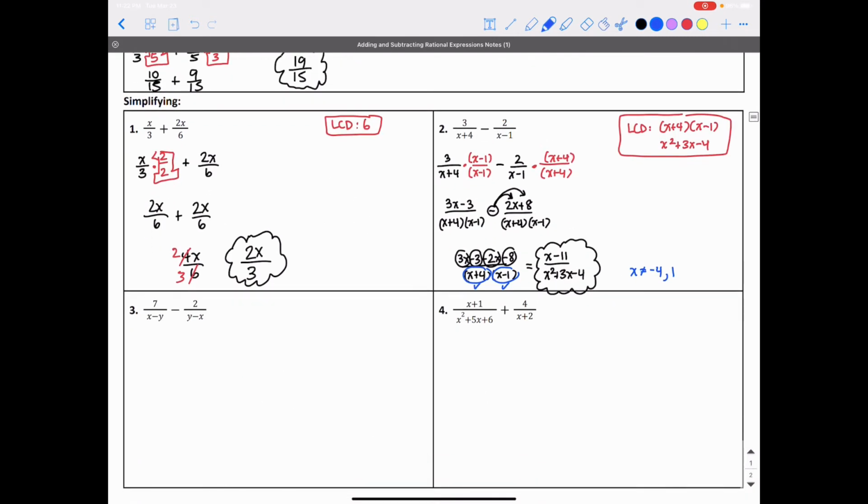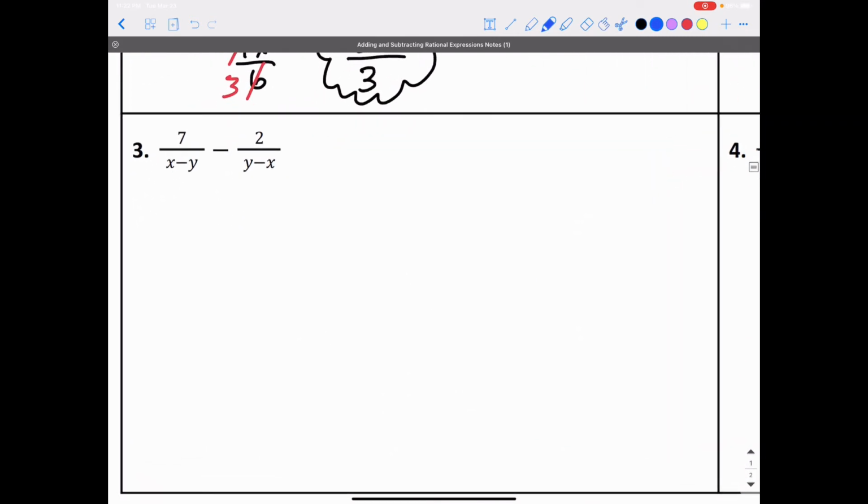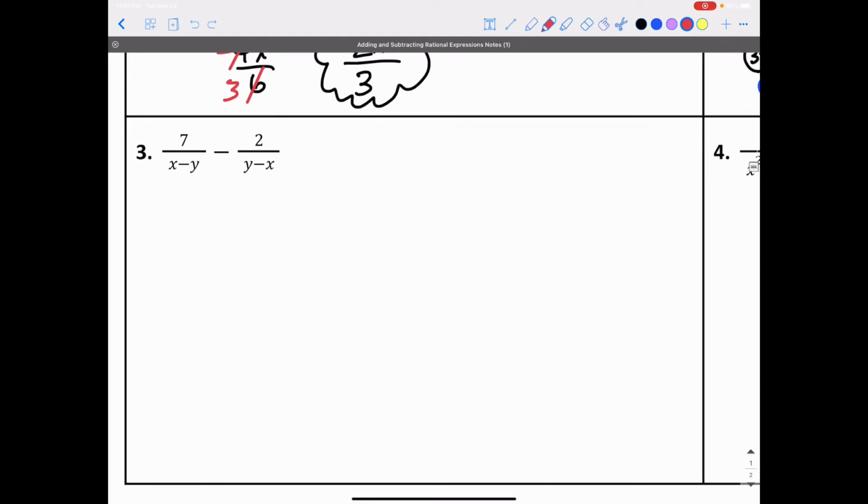For number 3, I have 7 over x minus y minus 2 over y minus x. Now, it may look like you have to multiply these two things together, and you can do that, certainly, and then you're going to have to simplify at the end. But what you should be able to notice is that one of these things can fit into the other, or I can rewrite one in terms of the other.